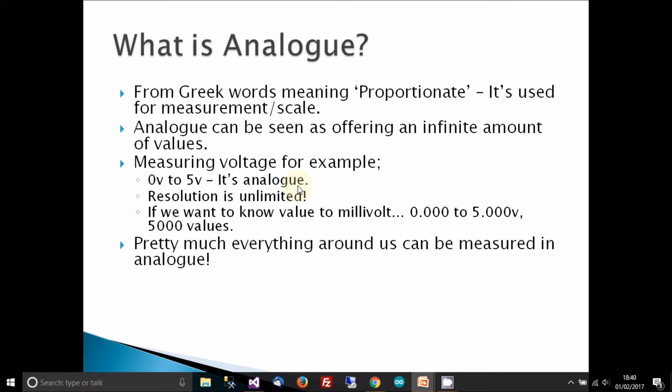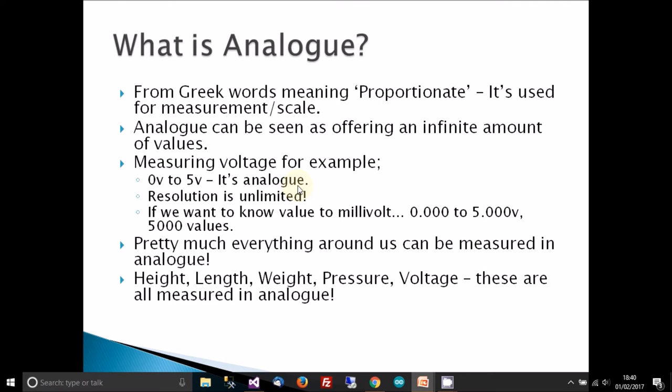So pretty much anything around us can be measured in analogue. Well, actually, I say measured in analogue, and analogue isn't a measurement as such. It's more of a concept which ties the physical world to a scale of some sort. So height, length, weight, pressure, voltage, and a massive amount of other things are all measured in analogue. So pretty much, when we want to apply a measurement scale to something, most of the time it's analogue. Analogue is simpler than it sounds. We actually use analogue every day, or I do anyway. I'm sure most of you do. If it comes to weighing yourself on scales, or measuring the amount of liquid in something for baking a cake or whatever, it's all analogue.